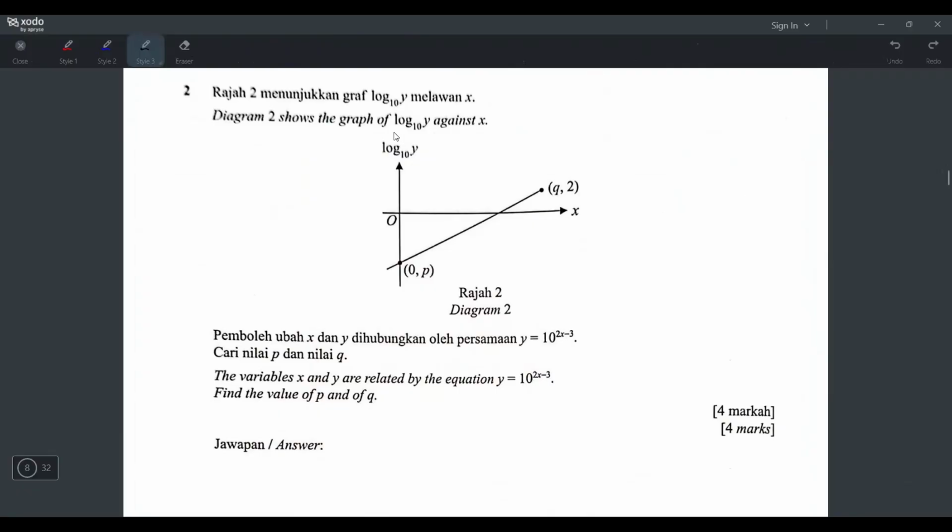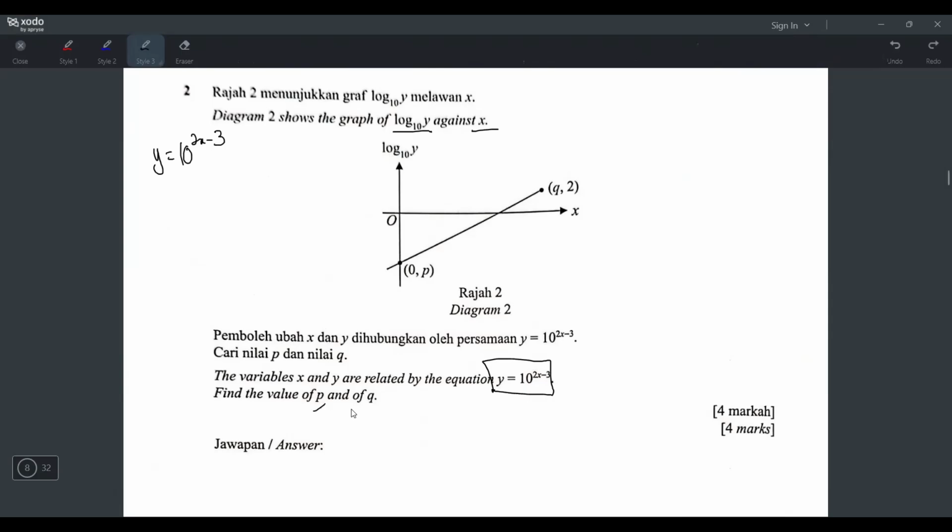Diagram 2 shows the graph of log y base 10 against x. So you can see from the y-axis and the x-axis. Remember, when you do linear law, you really have to take note and look at the y-axis, because the y-axis is very important. Then it says the variables x and y are related by this equation. Find the value of p and q. So let's write down the equation first: y equals p times 10 power 2x minus 3.